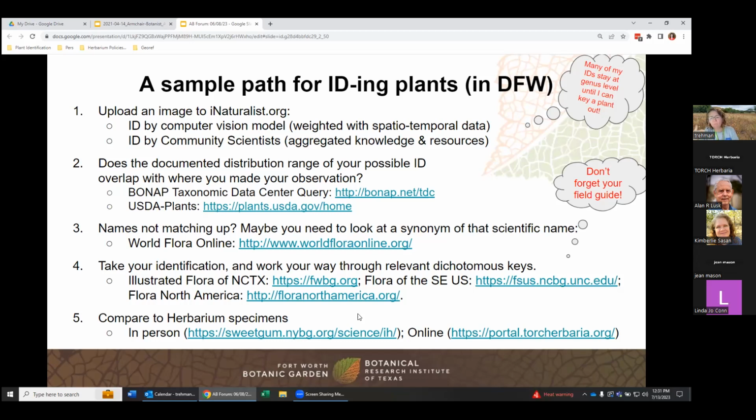And that's what I was referring to a little bit earlier, that computer model, which is weighted based on what other observations have been made in the area that have reached a higher level of identification, research grade status. That might not mean much if you're not using iNaturalist much yet, but the second method of ID is by community scientists. So the idea is that there is a wealth of knowledge represented in iNaturalist users to distinguish one species from another, and you may have individuals put a new identification on your specimen.